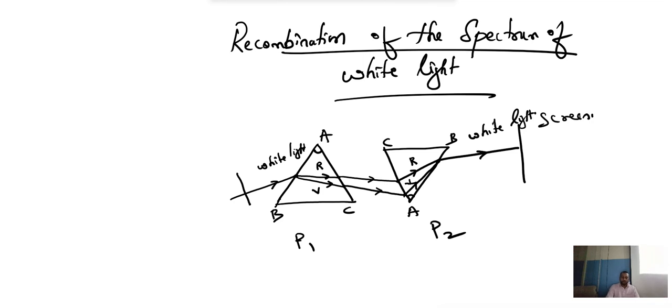If you draw this much, that's more than sufficient. This is a diagram which carries 3 marks: recombination of the spectrum of white light. Before and after, we are getting white light. Any doubts? Is this clear?